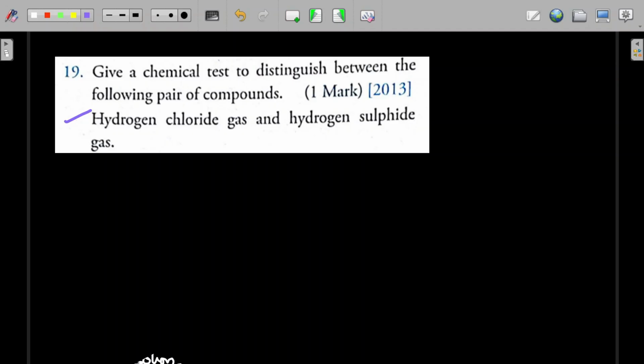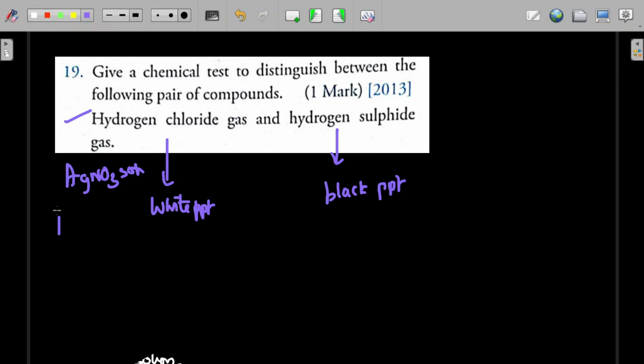Say for example, silver nitrate. Imagine AgNO3 solution you are taking. Here with HCl gas, what will it give? White PPT. But with H2S gas, it will give black PPT. Same observation will happen when you take lead nitrate solution also. Because lead nitrate with HCl will form PbCl2, again a white PPT, and with H2S it will form PbS, which is a black PPT, because you're taking a solution here.